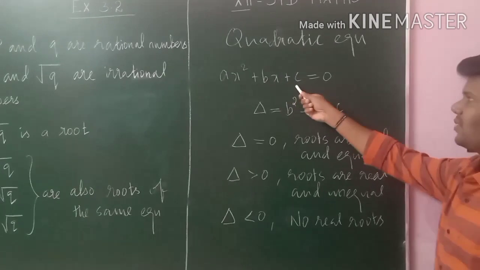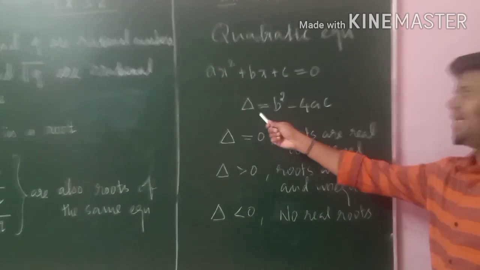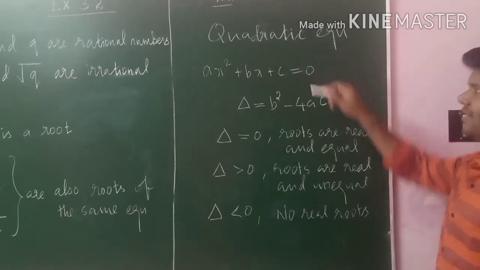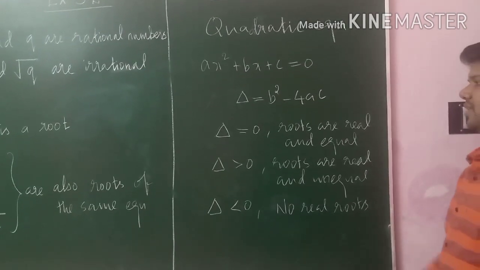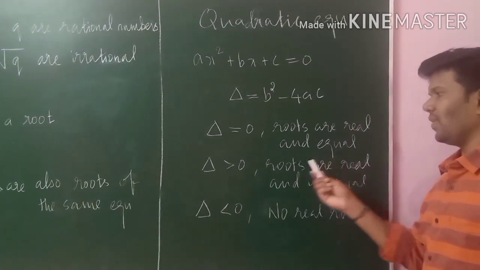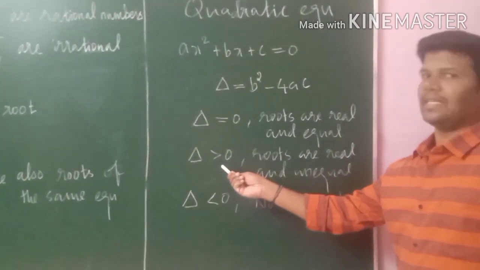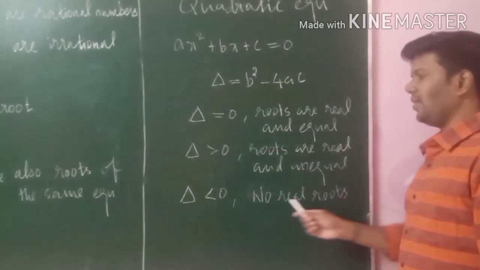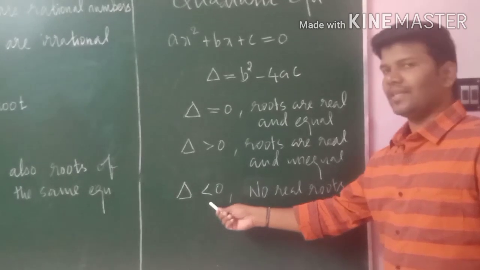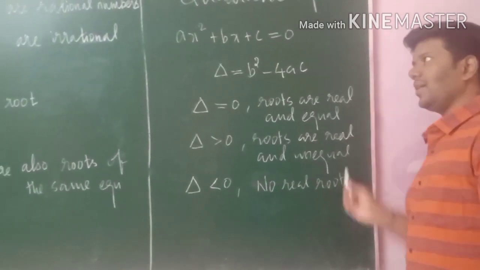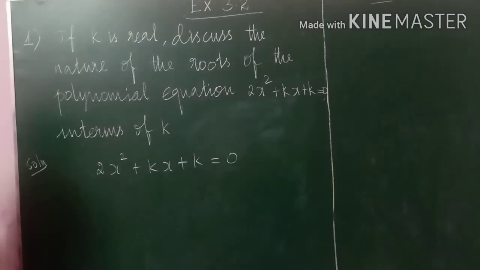ax square plus bx plus c equal to 0. This delta, equal to b square minus 4ac, discriminates the nature of the quadratic equation. So if delta is equal to 0, roots are real and equal. If delta is strictly greater than 0, which means positive, roots are real and unequal. If delta is strictly less than 0, which means negative, there are no real roots for the quadratic equation.